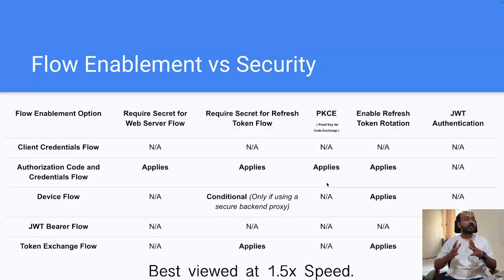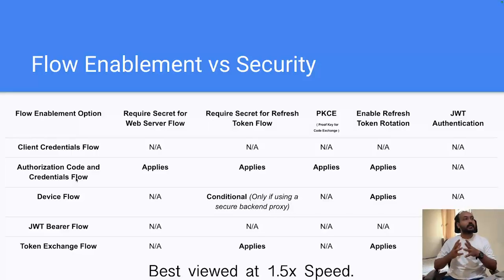We will first cover the web server flow, because that has the most scrutinized security for any given flow enablement that we have taken in the example. Based on this particular security, we can easily understand the other securities and why they are not applicable. So let's quickly jump into the web server flow, which is also known as the authorization code and credentials flow.